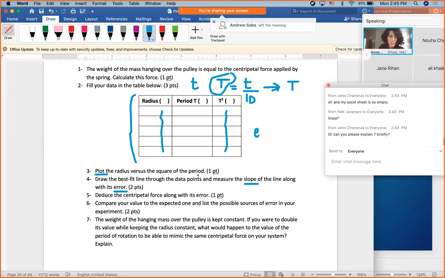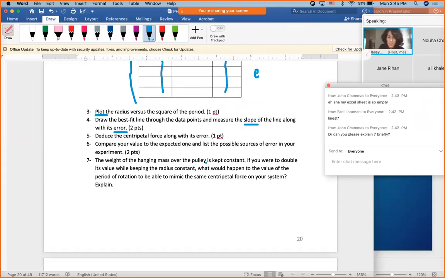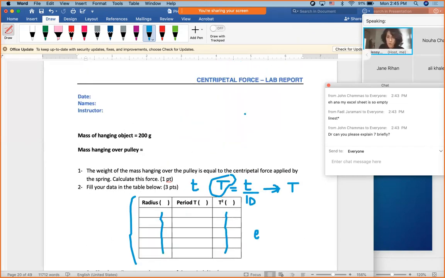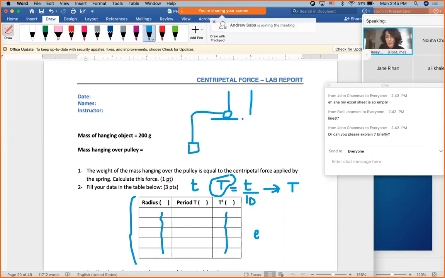All right, let's discuss number 7. The weight of the hanging mass over the pulley is kept constant. If you were to double its value while keeping the radius constant, what would happen to the value of the period? All right, I need you to remember, John, that you had the central post, and this is another post where you had your actual mass, and your actual mass was hanging through a pulley to a hanging mass, okay? To mimic a certain centripetal force, okay? If you double the mass, it's as if you double the centripetal force.